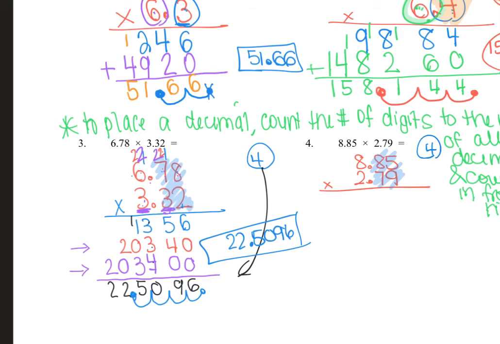So 9 times 5 is 45. 9 times 8 is 72, plus 4 is 76. 9 times 8 again is 72, plus 9 is 79. Place 1 placeholder. And now I have 7 times 5 is 35. 7 times 8 is 56, plus 3 is 59. 7 times 8 is 56, plus 5 is 61.